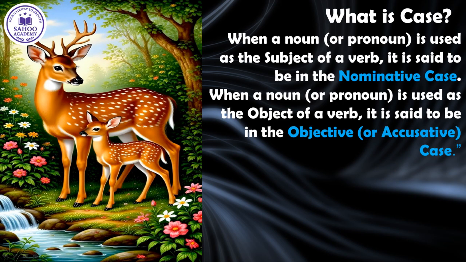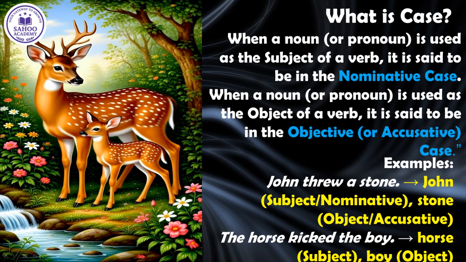When a noun or a pronoun is used as the subject of a verb, it is said to be in the nominative case. Clear? And when a noun or a pronoun is used as the object of a verb, it is said to be in the objective or accusative case. Now let us see some examples here. In the sentence John threw a stone, John is the subject, so it is in the nominative case, and stone is the object, so it is in the objective case. Clear? In the sentence the horse kicked the boy, horse is the subject and boy is the object. So remember, the subject is in the nominative case and the object is in the objective or accusative case.